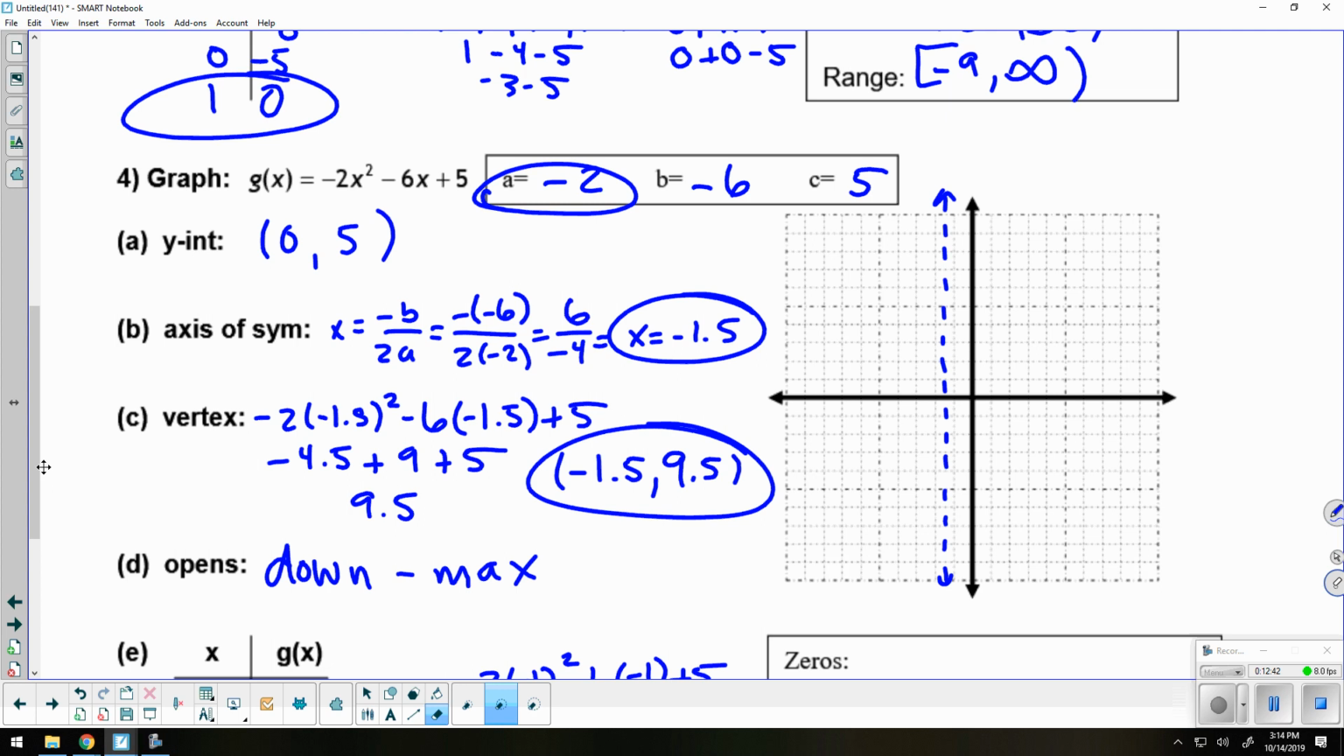So plotting these points, I'm going to start with the vertex. So negative 1.5, 9.5 is way up here, kind of in the middle of that square. Okay, and then negative 2, 9 would be up here, negative 1, 9. So very close to that vertex. But our next 2 points kind of space it out a little bit more, 0, 5, negative 3, 5.